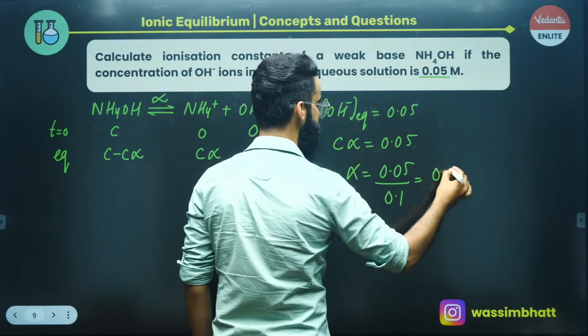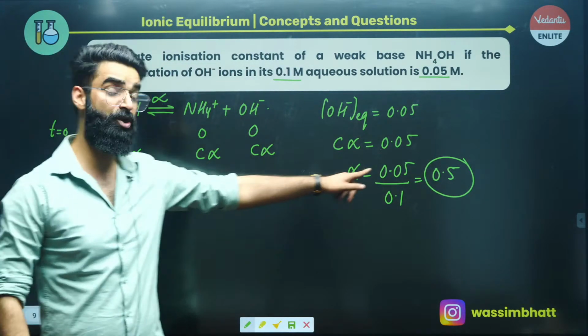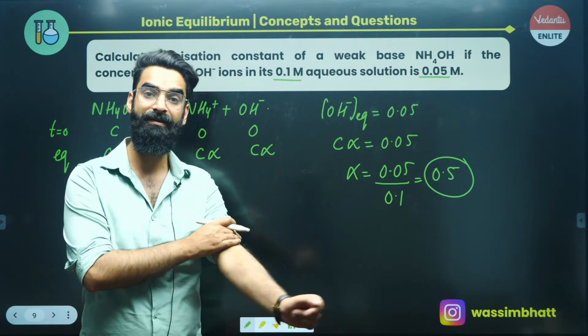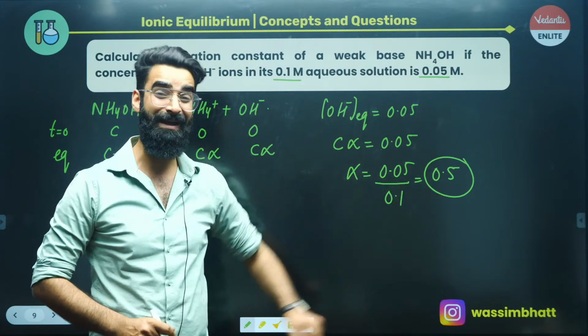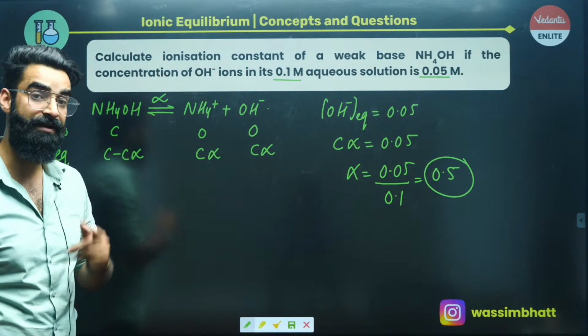So the value comes out to be 0.5. So the alpha value is 0.5. Can we neglect alpha in comparison to 1? No way, you're not going to do that, right? Because the alpha value is not less than 0.05. So you are not going to neglect alpha in comparison to 1.